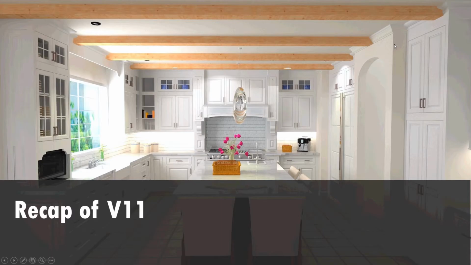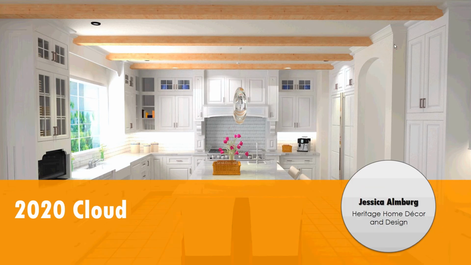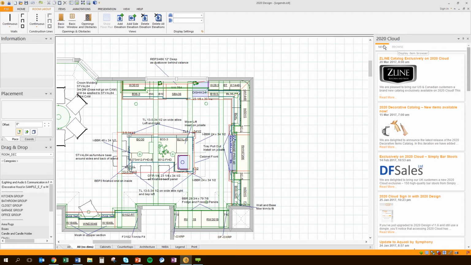So what I'll be using today is a kit file that was provided to us by Jessica Albert. She's actually one of our contestants that participated in the Inspirational Award, and she won in the transitional category, I think. So we're going to start off with 2020 Cloud. I'm going to just bring over design over here. This is Jessica's Auburn kit file. So this is our kitchen.